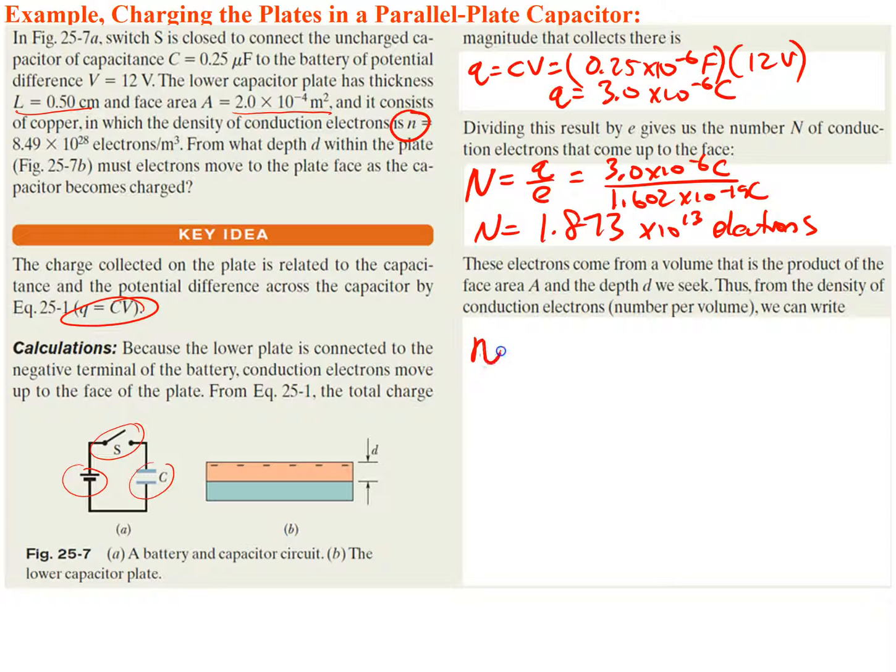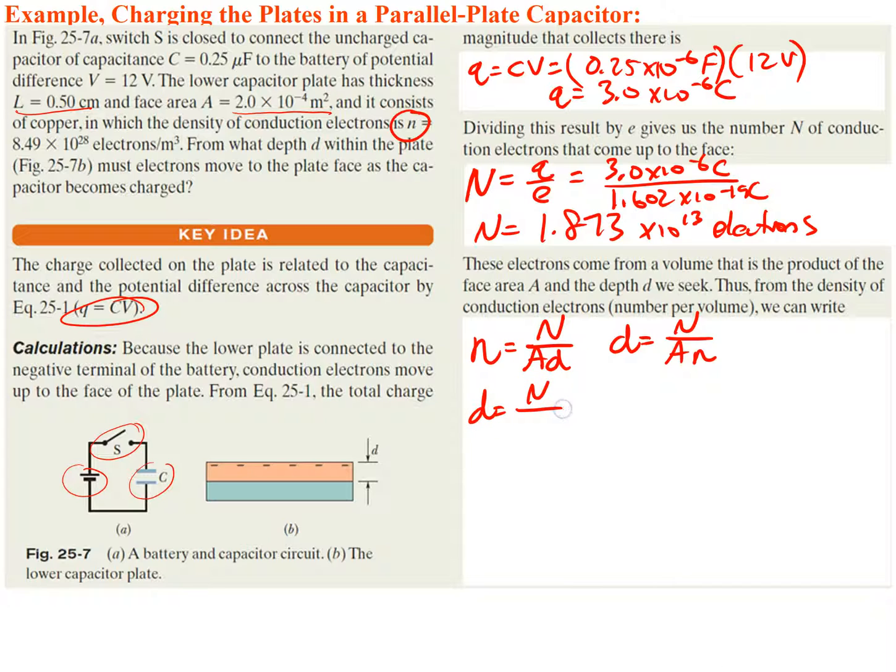So the density of conduction electrons per unit volume can be written as such. The density of electrons is just going to be the number of electrons over some volume. In our case, the volume is just going to be A times d. Now what we're trying to find is our d. So really we want d equal to the number of electrons divided by A times the density of electrons. All right, so then we just solve for d.